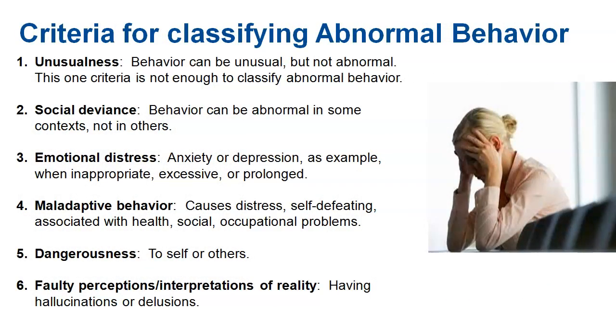Now we get to go into abnormal psychology, the last chapter that we talked about. When we talk about abnormal behavior, there's a lot of different questions that we can ask. Is it unusual? Is a person being a social deviant? Is it causing emotional distress? Are they exhibiting maladaptive behavior? Is it dangerous, what they're doing to themselves or others? And then, do they have a faulty perception or interpretation of reality? These are all questions that you might ask for abnormal behavior, which you will need to know.